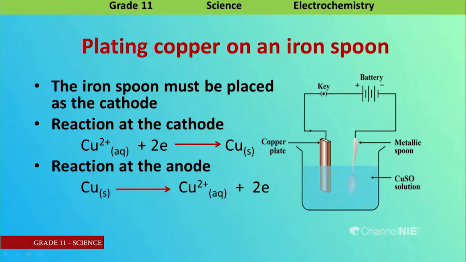Then this can be done continuously. After plating the iron spoon, you can replace it with another new one and you can plate it also. This can be done continuously by sending electric current.